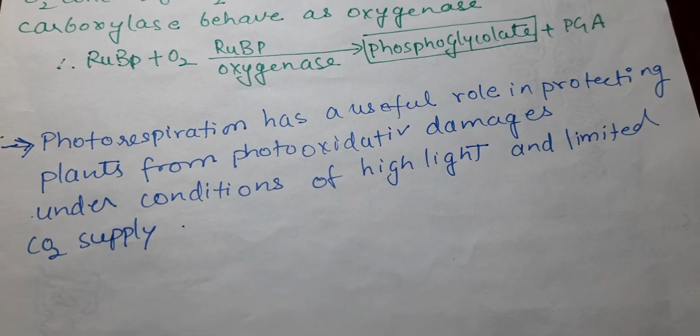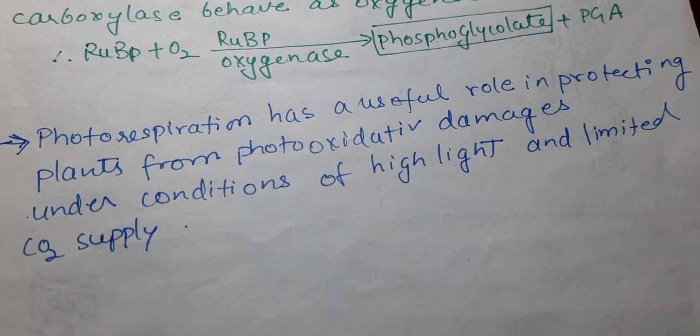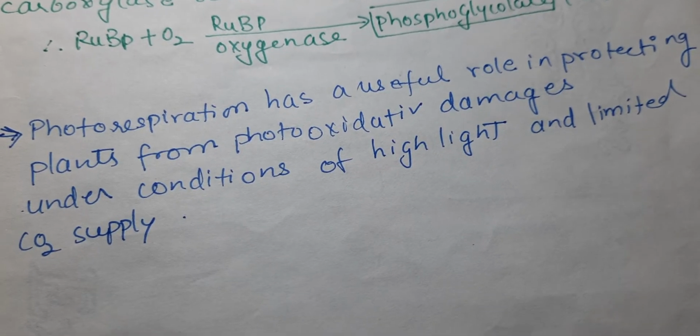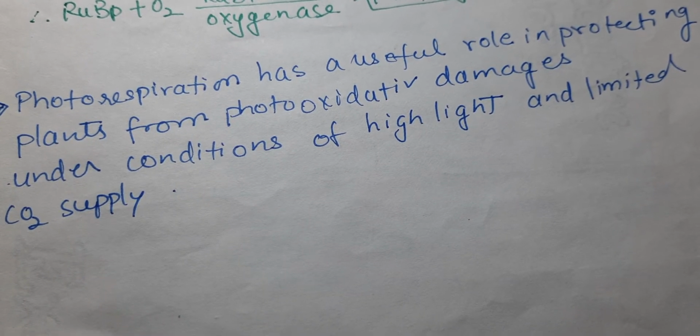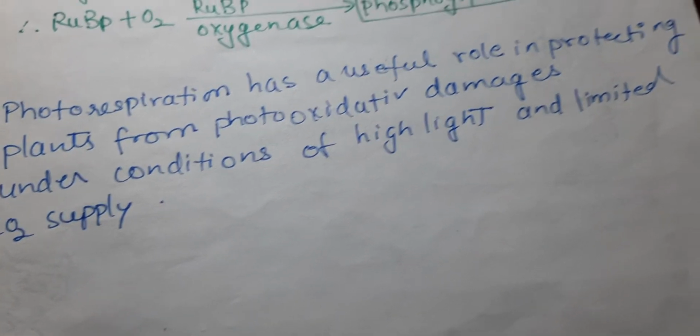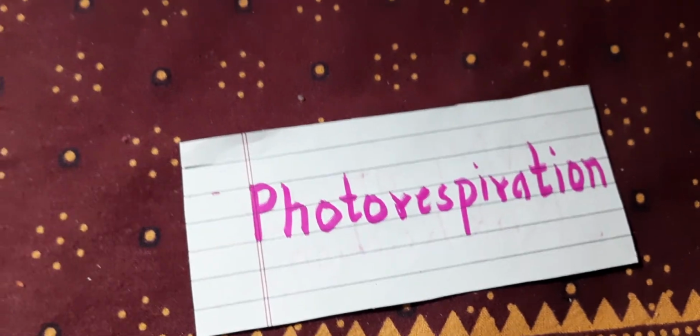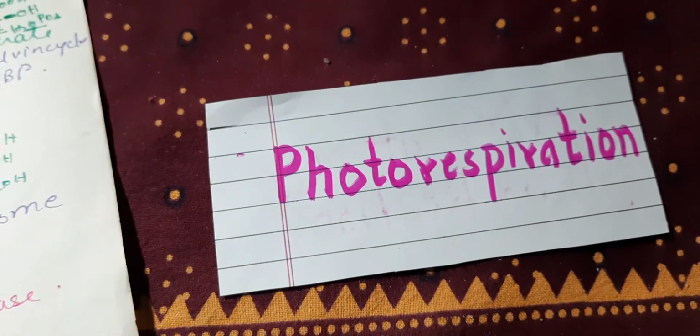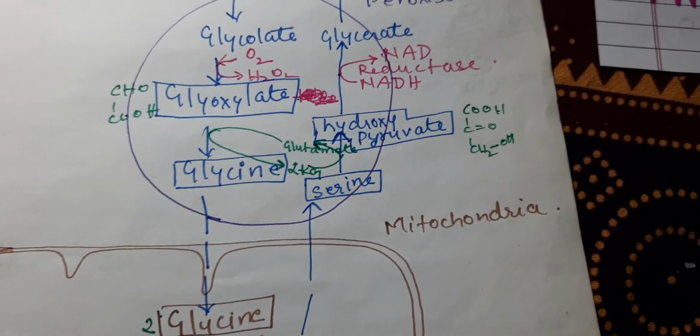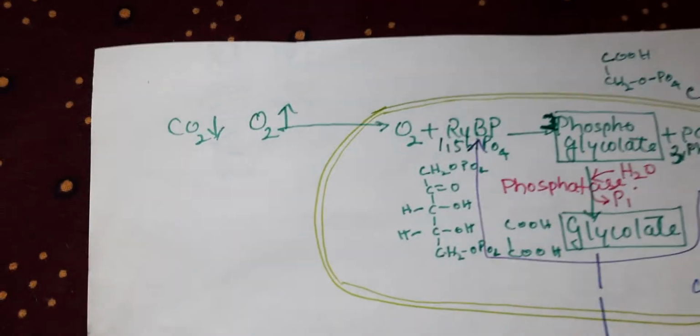Photorespiration has a useful role in protecting plants from photooxidative damage under the condition of high light and limited carbon dioxide supply. So this is the only purpose of photorespiration, and it occurs in three different cell organelles: mitochondria, peroxisomes and chloroplast. Okay, so we'll start from here.